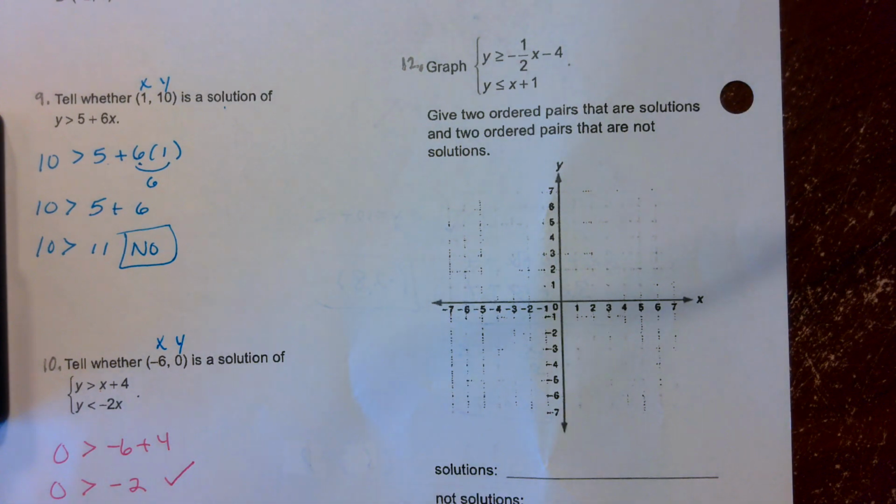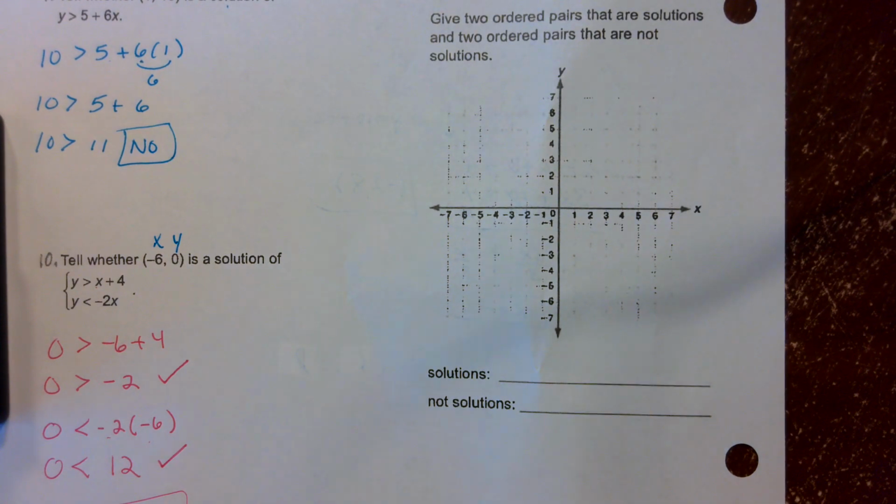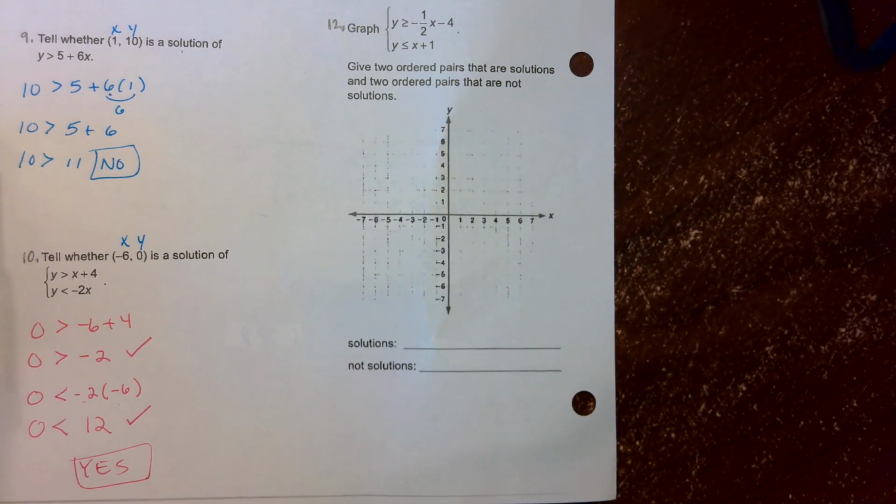Last one. All right. So we have two graphs. Give two ordered pairs that are solutions and two that are not. Okay, so this is the big kahuna, really. This is the one that is worth like 4 points. So you want to make sure you understand this one clearly.